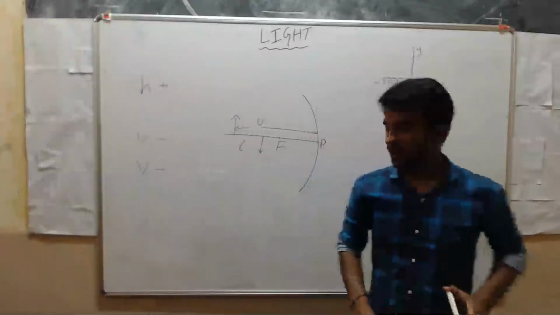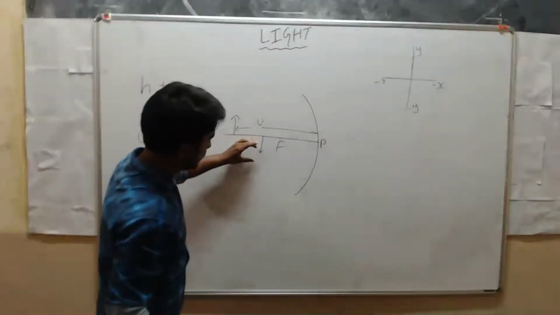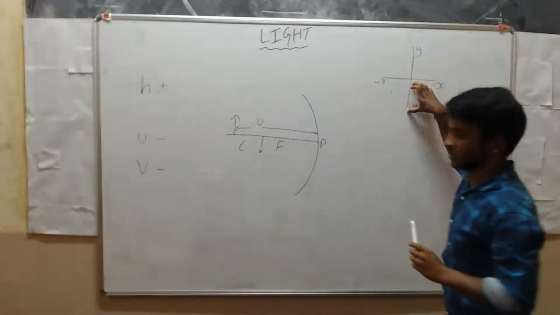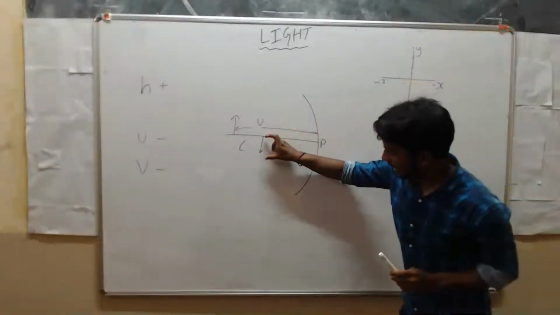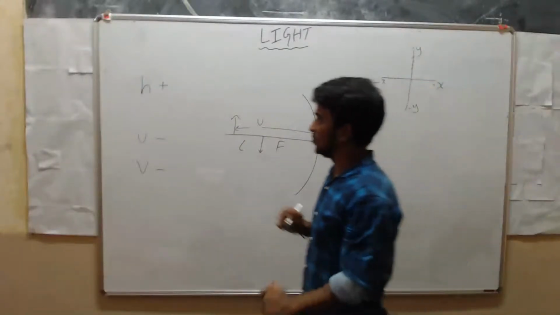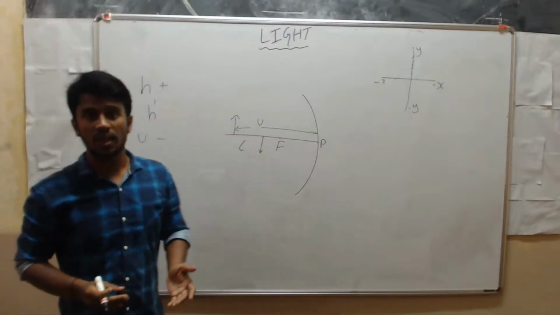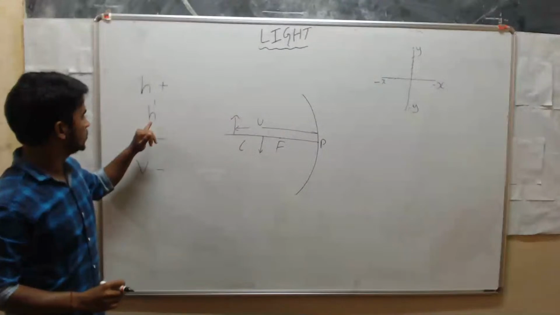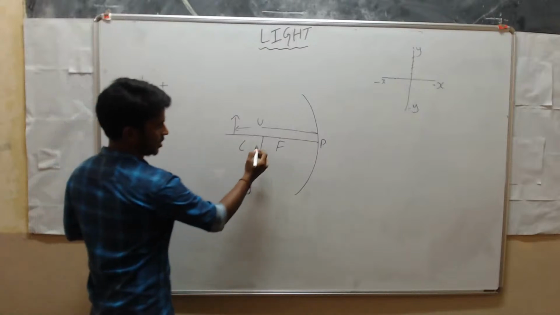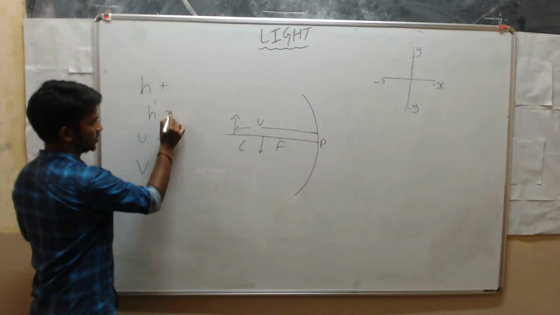Next, the height of the image. This is the height of the image. Now we should compare this height with respect to this minus y axis. And here we use small h dash to represent the height of the image. So if the image position is between C and F, at that time we should write the h dash value as negative.